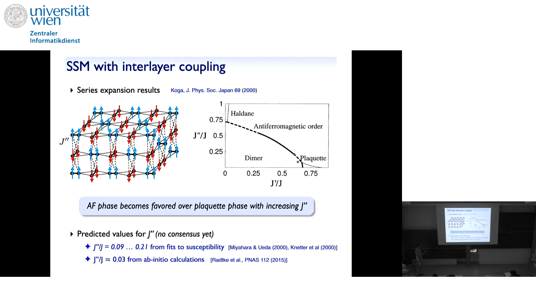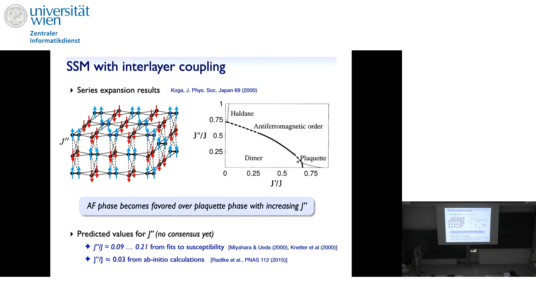So there are a certain number of predictions for what the value of J double prime is. From fits to the magnetic susceptibility, values between 0.09 and 0.21 were predicted, whereas from this ab initio calculation, it was a smaller value here. So in the end, there's still no consensus yet on this value.